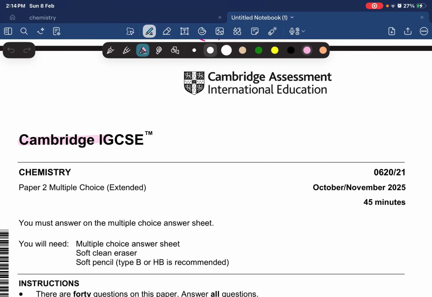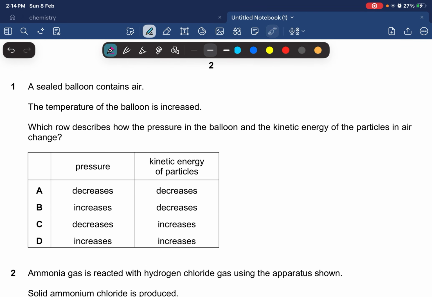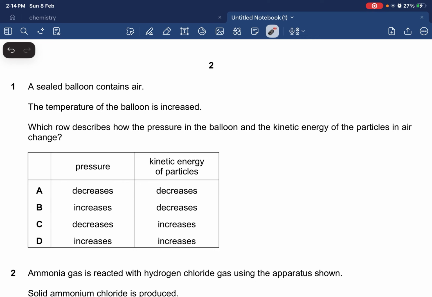Today we're going to be solving Cambridge IGCSE Chemistry Paper 2 Multiple Choice Extended October-November 2025 Paper 21. Okay, so let's get started. We're going to be solving this paper with a pink color, right?